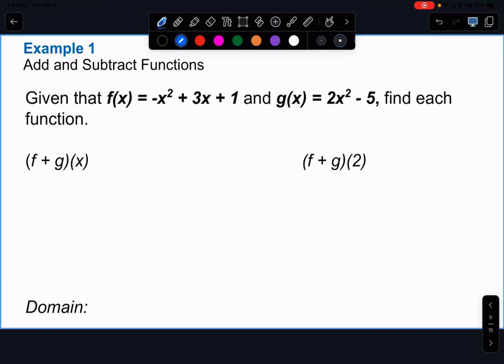Okay, so here's our first example. And we're going to add. That's the first thing you need to notice, that we have to figure out what operation we're doing. We're going to add these two together. So we're going to put these two together and combine them.